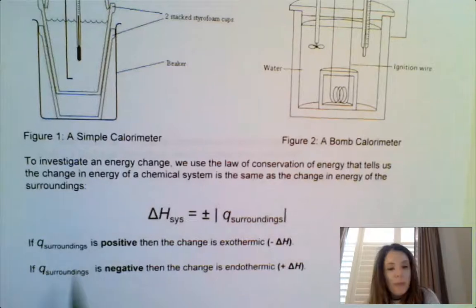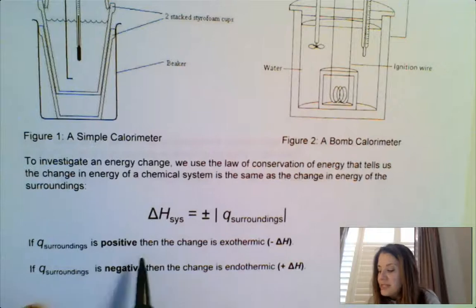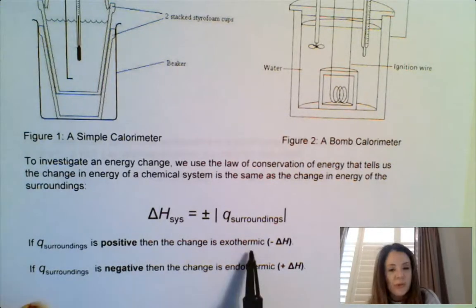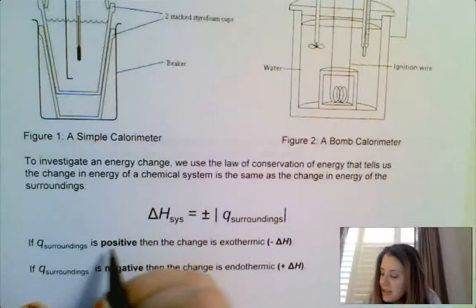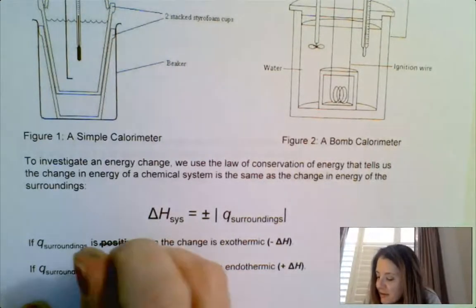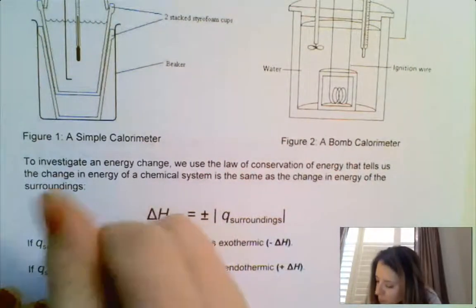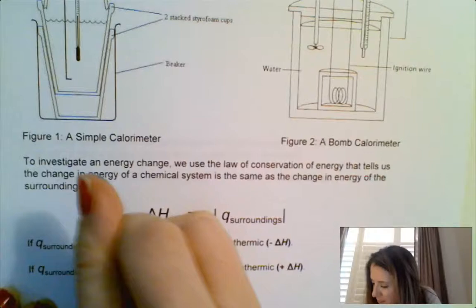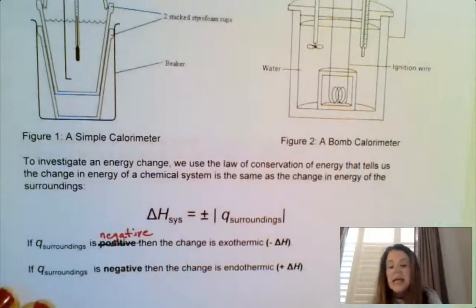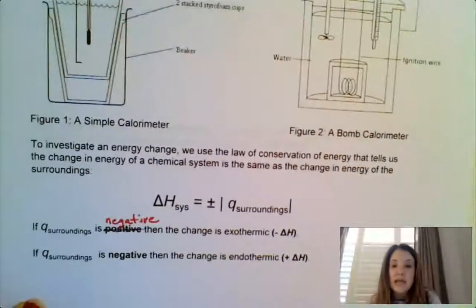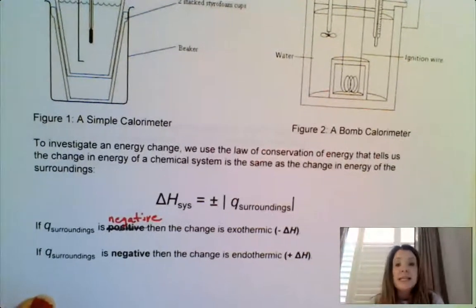But I do want to make a couple of changes to this worksheet that you have. It says if Q of the surroundings is positive, then the change is exothermic. That is not a true statement. This should say if Q of the surroundings is negative, so make that change, please, then we consider the reaction to be exothermic. And we've learned that exothermic means that there is a release of heat energy from the system to the surroundings, where the temperature would be going up.